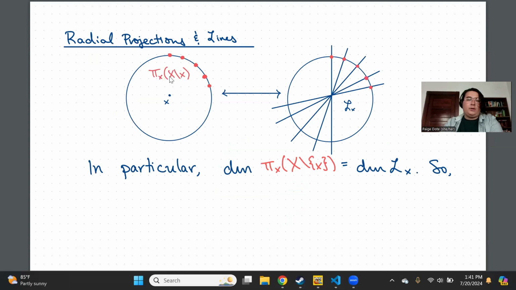If I have my point x here and I look at the radial projection of my big set capital X onto the sphere about x, then this is going to correspond to lines through little x with at least one other point in my set, based off of the pre-image.